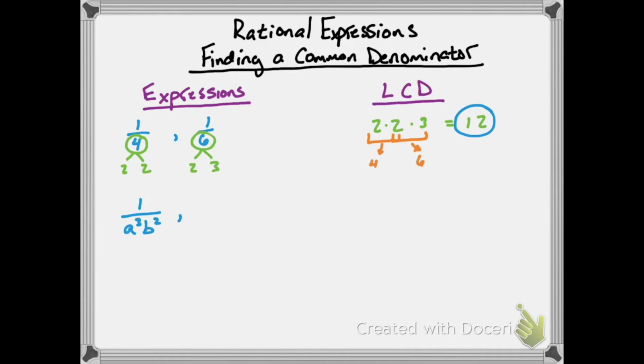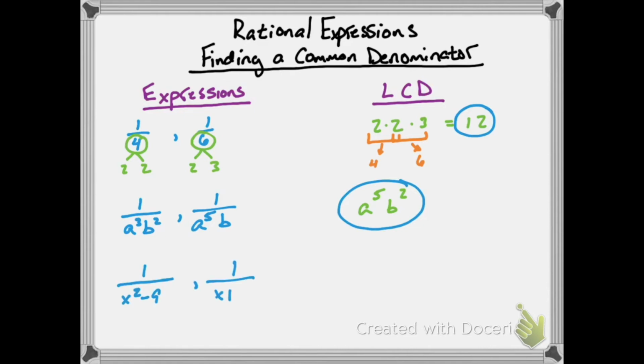Similarly, with these two fractions, with denominators of a cubed b squared and a to the 5th b, to build a common denominator we need enough a's to get to a to the 5th, and we need enough b's to get to b squared. So that's in fact our common denominator. The simple way to see this is just to use the highest power of each variable that we have in the denominator. With binomial denominators, we're going to want to factor first to compare the two.